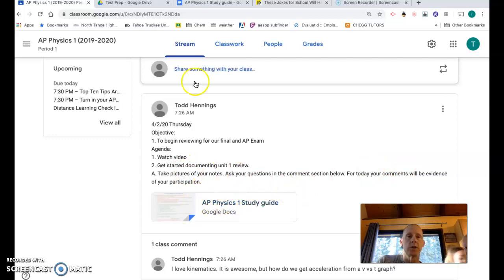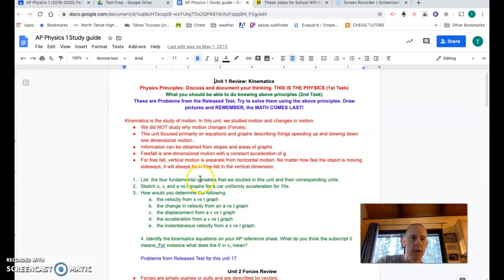So let me show you this document. It's a bit of a beast, and it's color-coded. Today, I only want you to focus on Unit 1, kinematics, and you're only going to do the red and the green. So red is just a reminder of what we studied in that unit. Green is what you should be able to do with your knowledge of that unit. So this is what should be documented on that sheet you're going to take pictures of your notes.